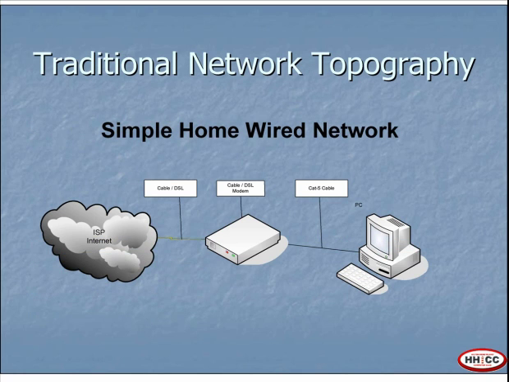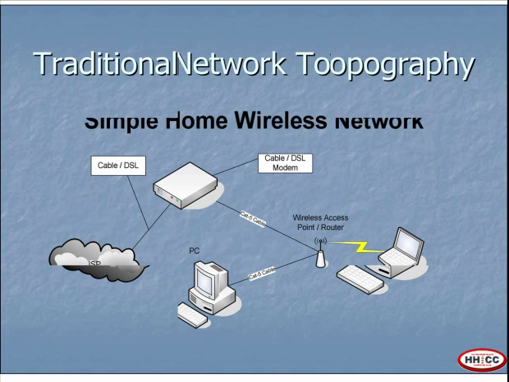This slide shows a traditional network topography for a simple home wired network. On the left you have your internet, which is accessed through your cable or DSL supplier, phone line or cable line, through a cable or DSL modem and wired to your PC with a Cat5 data cable. This illustrates the most common typical user internet connection today.